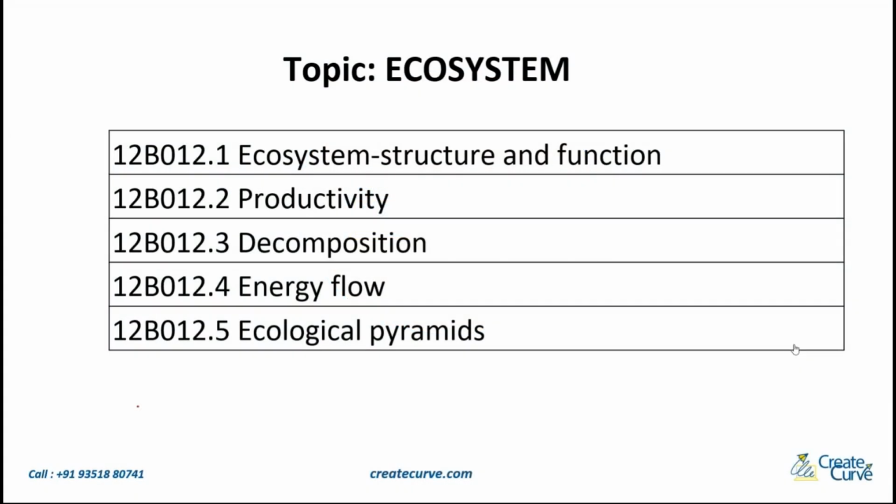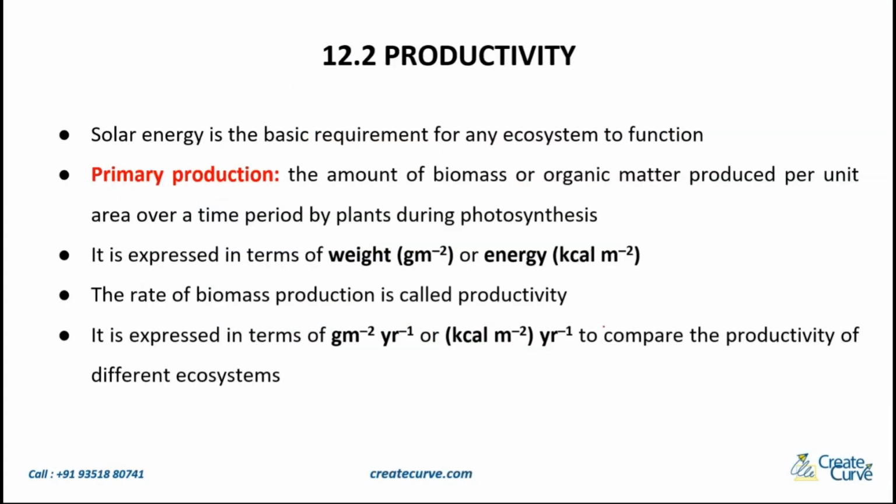So here, what is the meaning of primary production? It's the amount of biomass or organic matter which is produced per unit area. So in one unit area, you take any unit area, how much biomass or organic matter is being produced in that area over a period of time. You specify a time period, by the plants during photosynthesis.